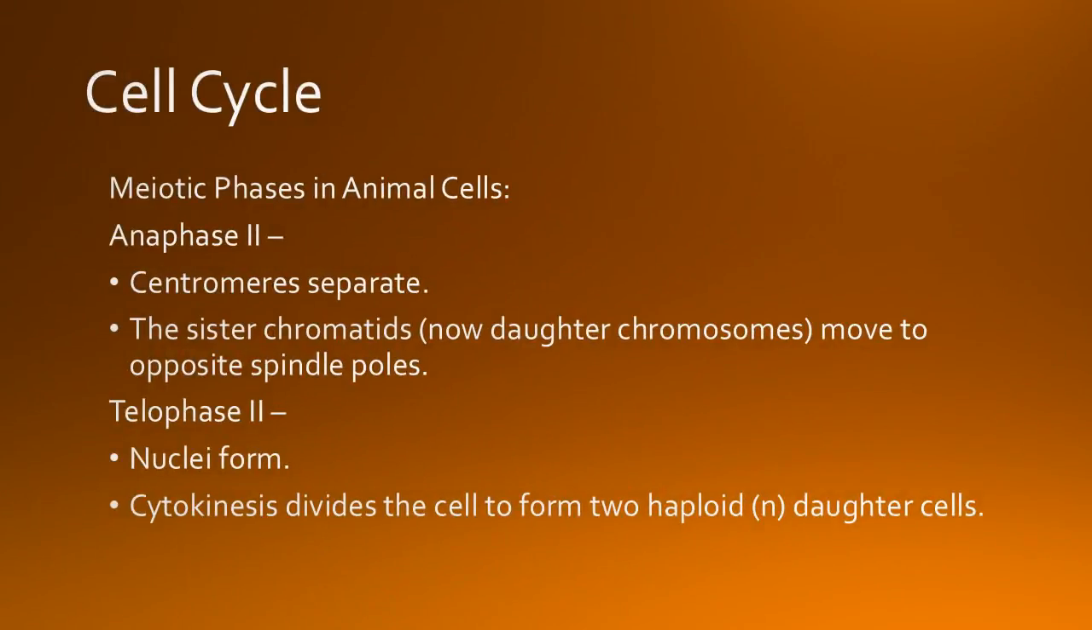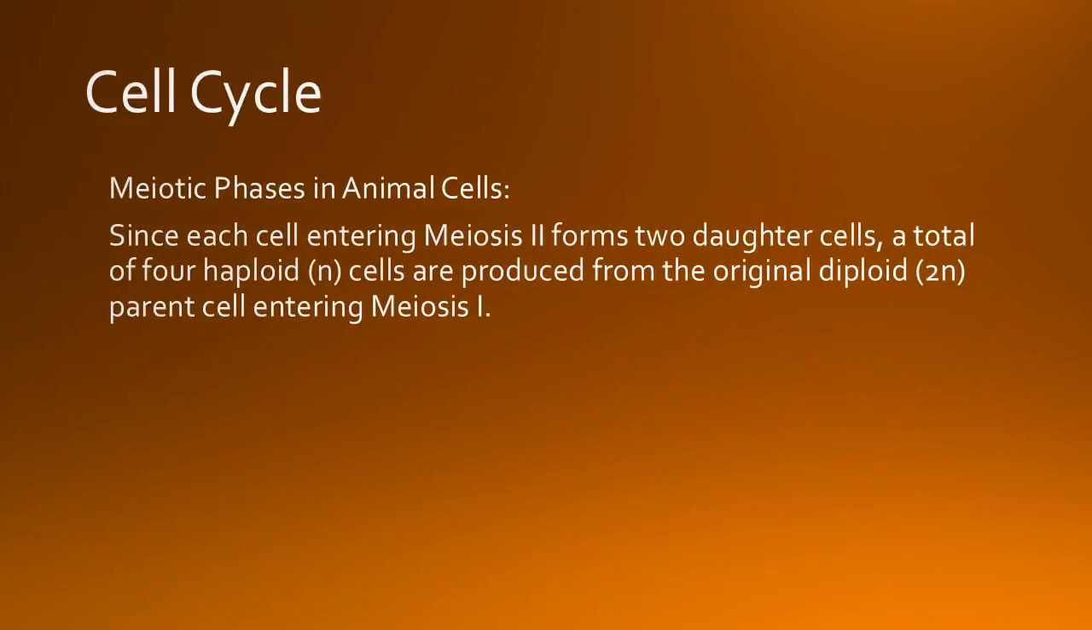Anaphase 2 begins with the separation of the centromeres. The sister chromatids, now called daughter chromosomes, move toward opposite poles of the spindle. Telophase 2 proceeds as usual to form the new nuclei, and cytokinesis divides the cell to form two haploid daughter cells. Because each cell entering meiosis 2 forms two daughter cells, a total of 4 haploid cells are produced from the original diploid parent cell entering meiosis 1.